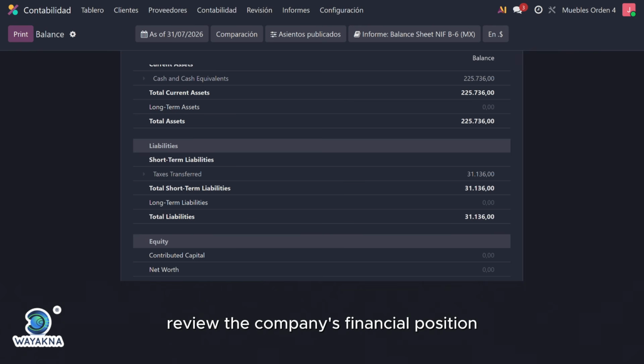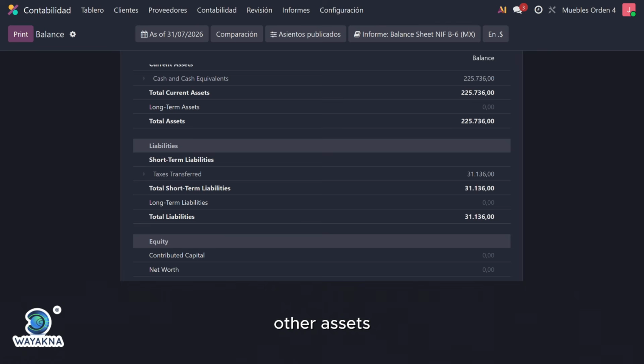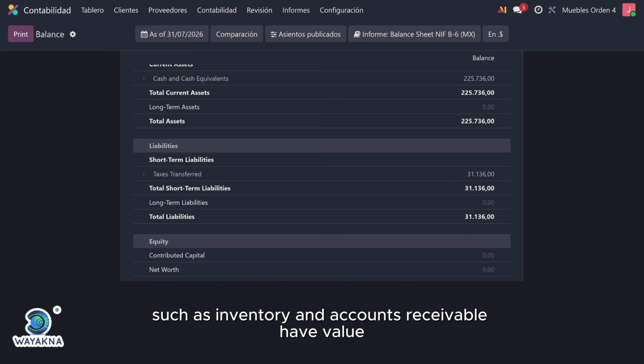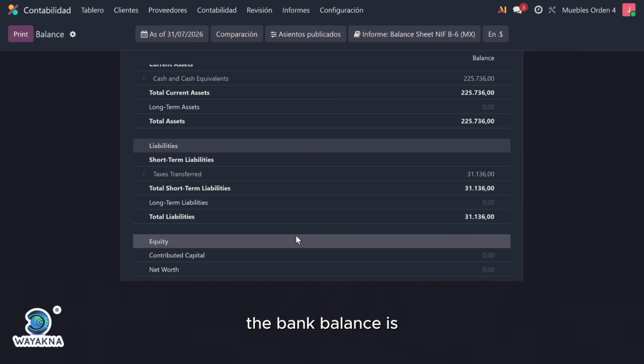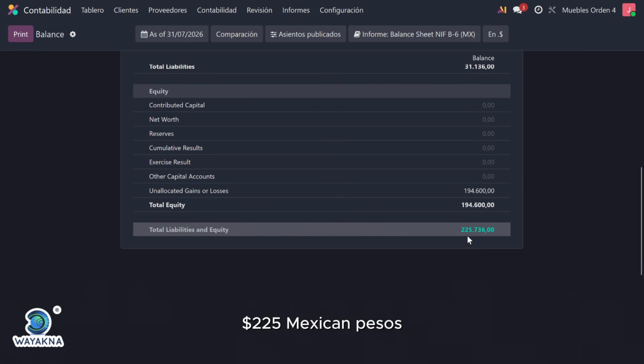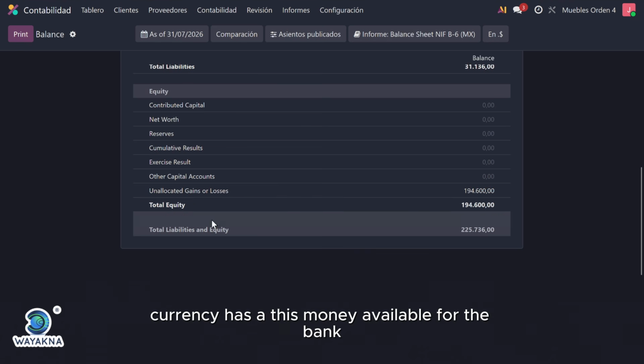Review the company's financial position using the balance sheet. Under assets, we can find the company's bank and cash accounts. Other assets, such as inventory and accounts receivable, have value but they are not immediately available as cash. The bank balance is 2025 Mexican pesos. Together, Muebles Orden 4 currently has this money available in the bank.